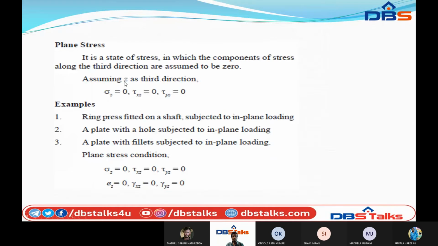Plane stress. Assuming z as the third direction, all are zeros or negligible. Examples for that: a ring mounted shaft, a plate with a hole subjected to in plane loading, a plate with fillets. We already know that fillets and chamfers are plane stress conditions. All are zeros.